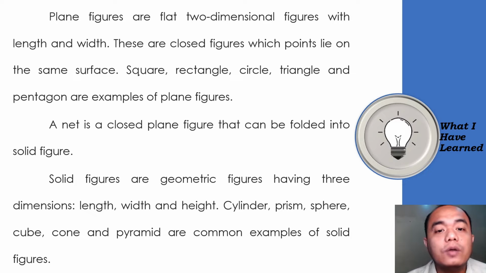A net is a closed plane figure that can be folded into solid figure. Solid figures are geometric figures having three dimensions: length, the width, and the height. Cylinder, prism, sphere, cube, cone, and pyramid are common examples of solid figures.